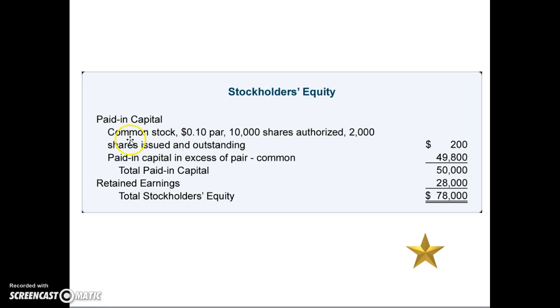Our common stock here has a par value of 10 cents, and we multiply that times our shares outstanding, and we get to 2,000 shares that have been authorized to drive to our $200. Any funds paid in addition to that 10-cent par per share will be going into the paid-in capital in excess of par common stock. Then we'll take in our retained earnings for the year, and we'll drive to our total of stockholders' equity.